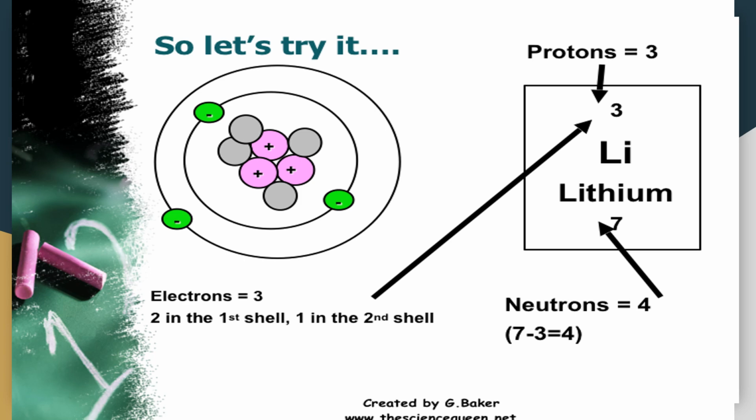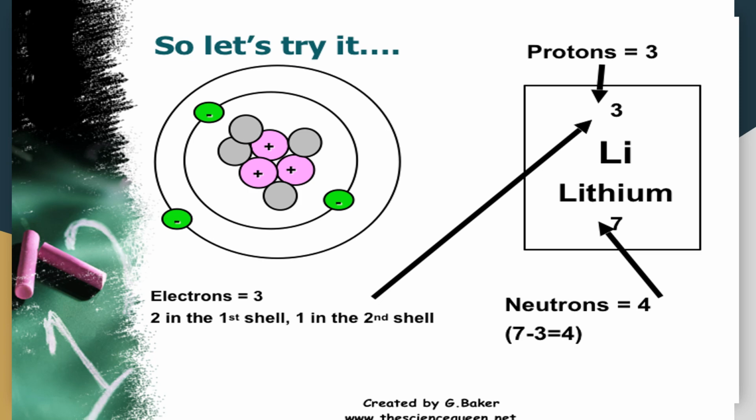So to determine the number of protons, we look at the atomic number, and to determine the number of neutrons, we look at the atomic mass minus the atomic number, and then you get your number of neutrons.